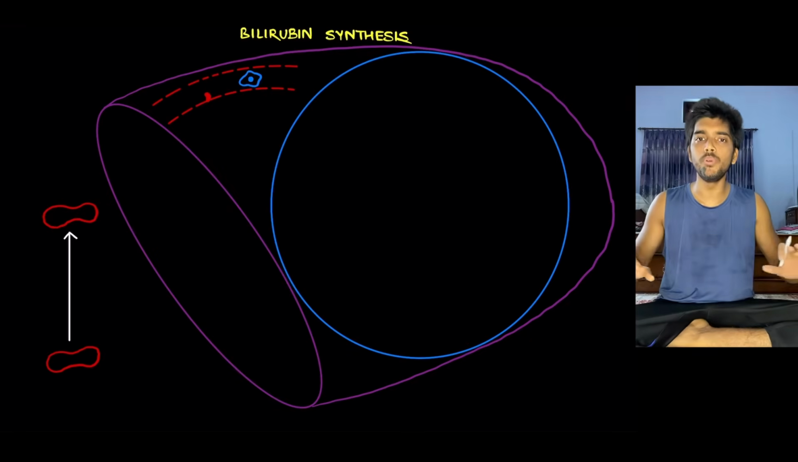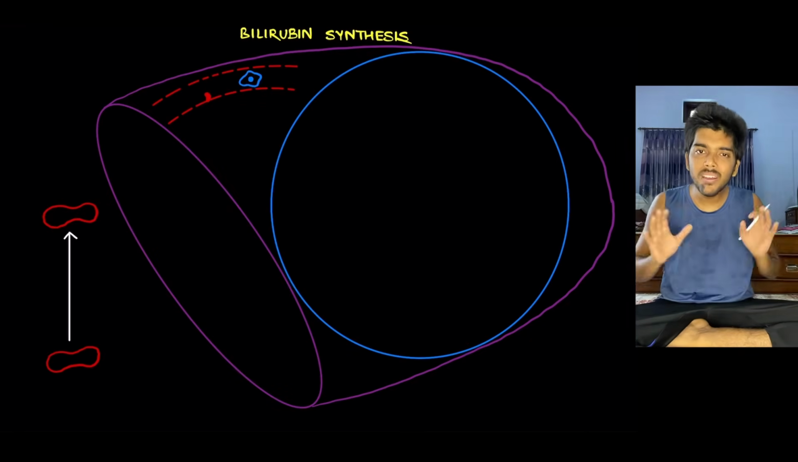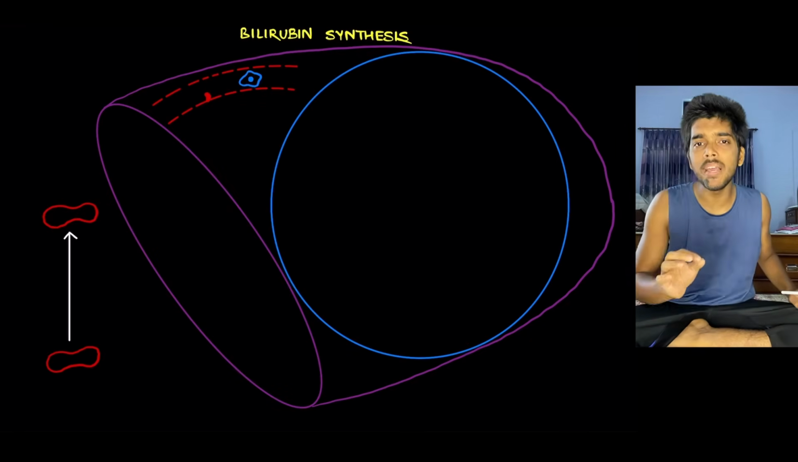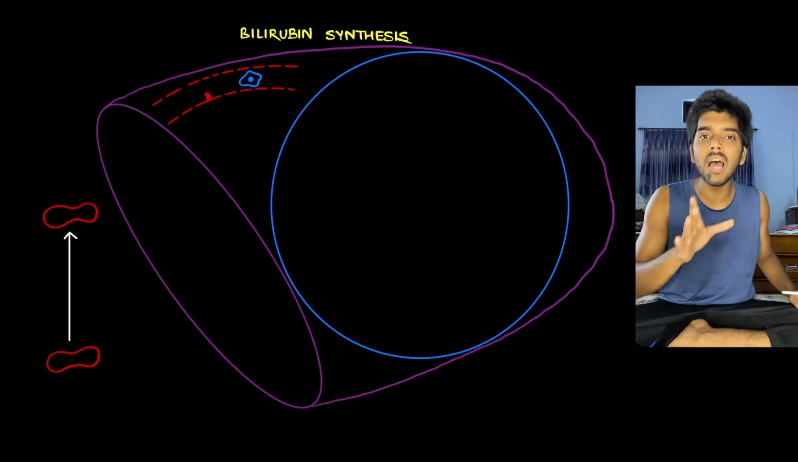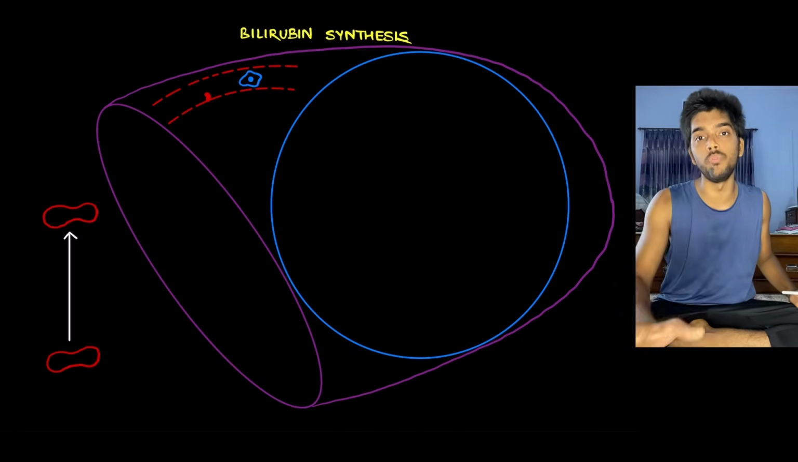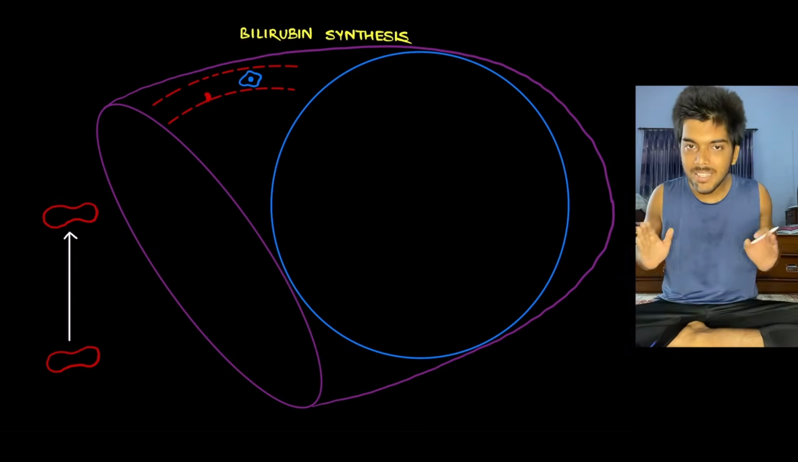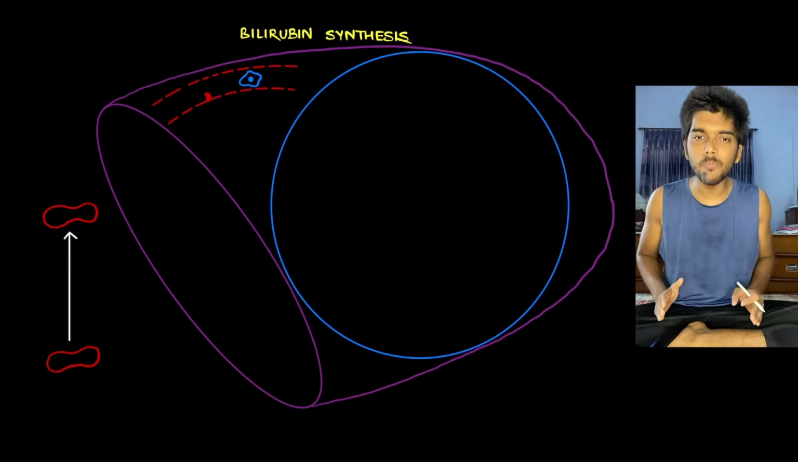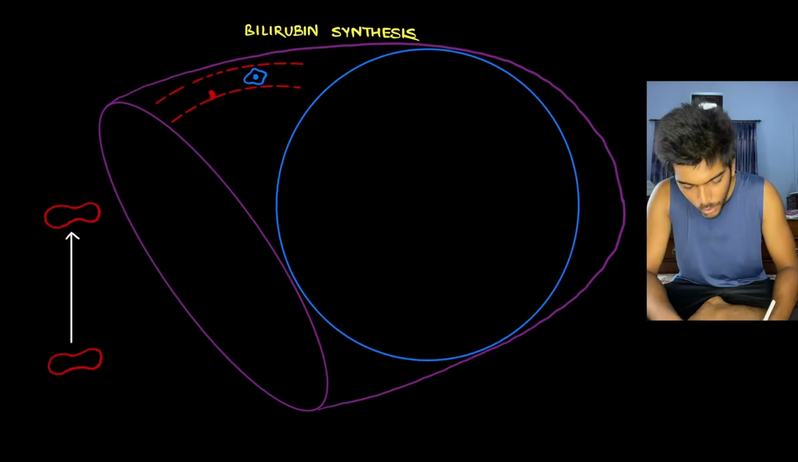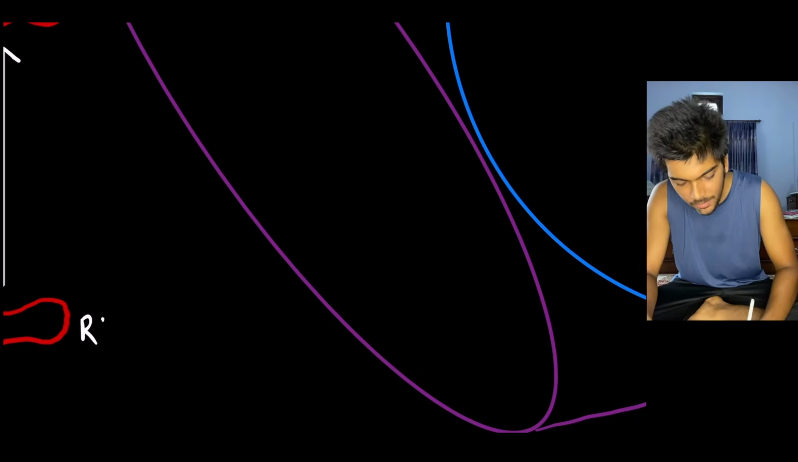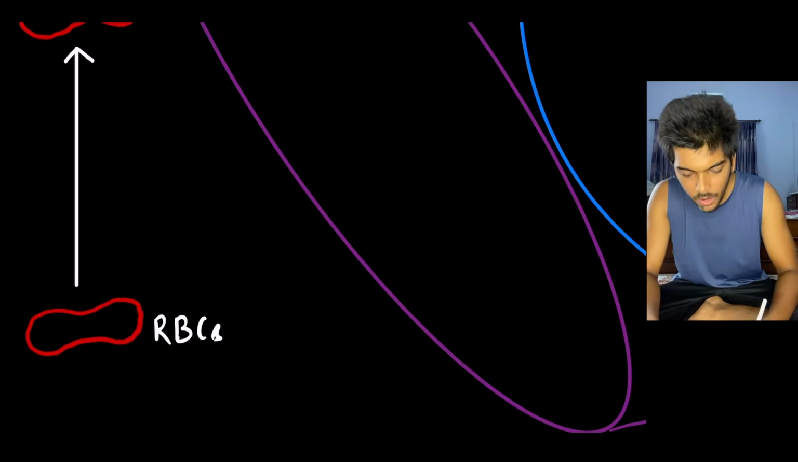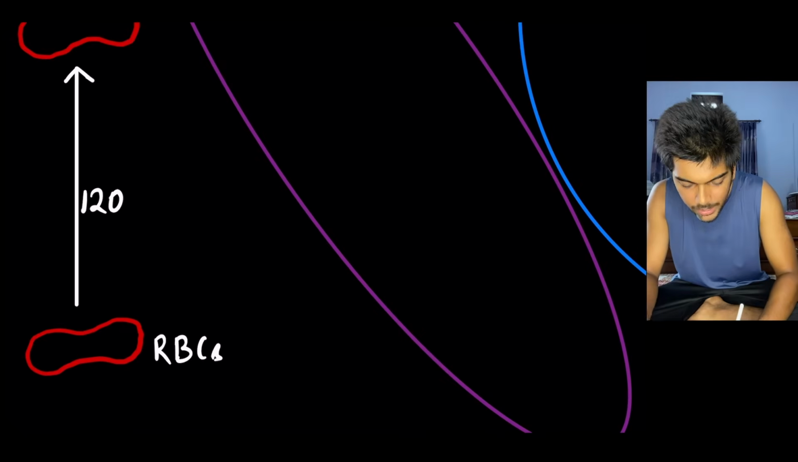So all you have to do is relax, take a deep breath and listen to my lecture like a story. Visualize whatever I'm drawing like a movie. So that's all you have to do. Starting off with bilirubin. Your red blood cells, they have an average lifespan of 120 days.